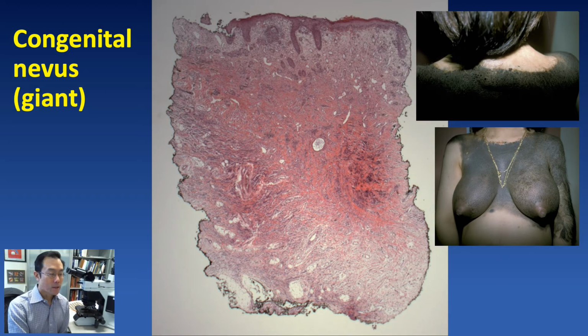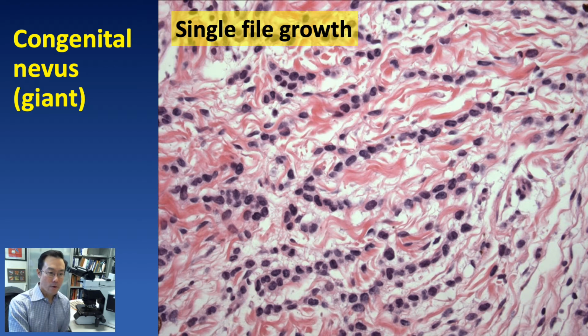Giant or bathing trunk congenital nevi pose a substantial risk for melanoma for the affected individual, so these are often removed in staged excisions. And so one typically encounters a portion of a much larger lesion, and we can see melanocytes filling the dermis going to all edges of the specimen, with single file growth mostly in the deep portions of the congenital nevus.